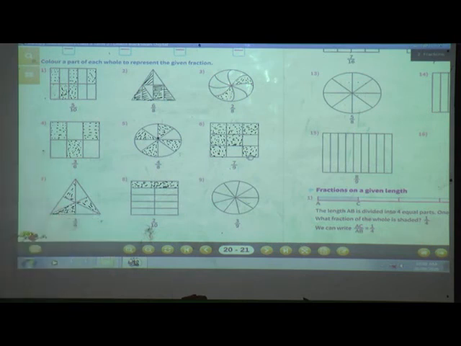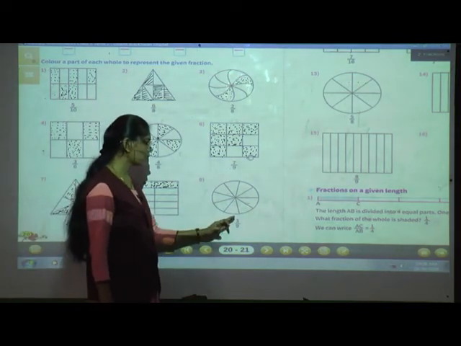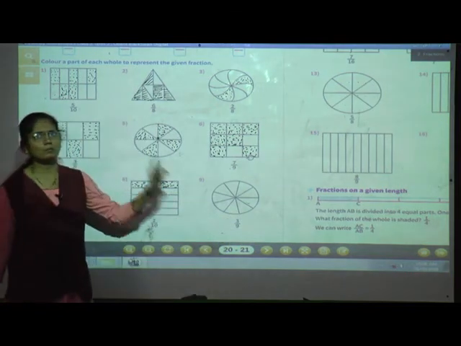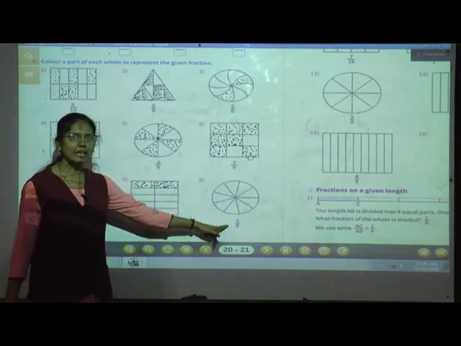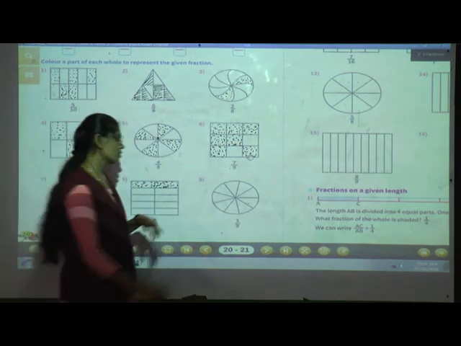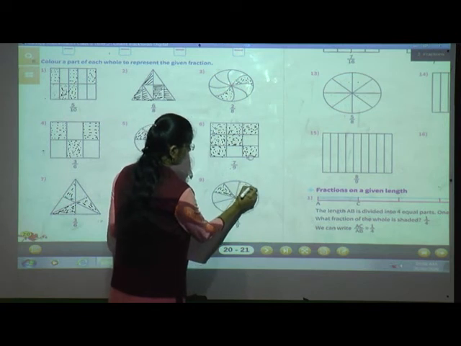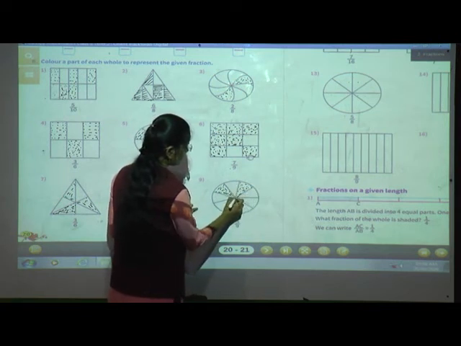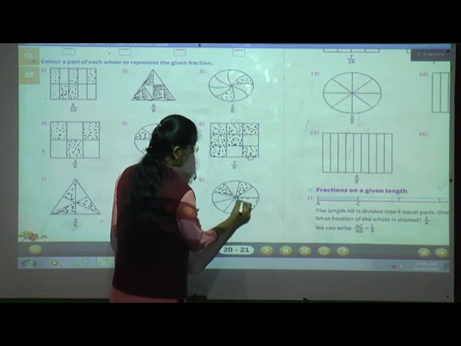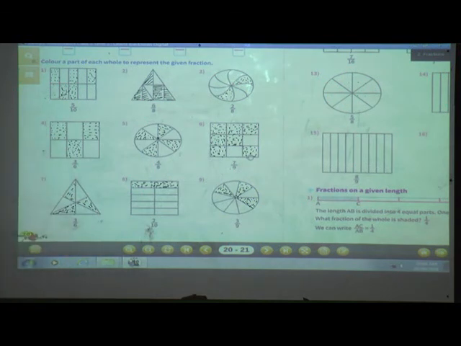See the next one, 9th one. Read the fraction 3 by 9. 3 by 9. Now here total how many parts are there? There should be 9 parts because the fraction is 3 by 9. 9 equal parts should be there. And from that 9 parts we have to color 3 parts. So color 3 parts. With the help of pencil only you have to color any 3 parts. Don't use crayons. Okay, so here we have colored 3 parts. So this is the fraction 3 by 9. Okay, clear this? Okay.